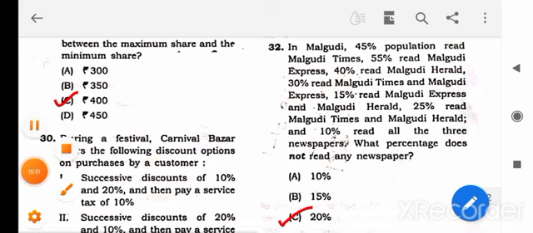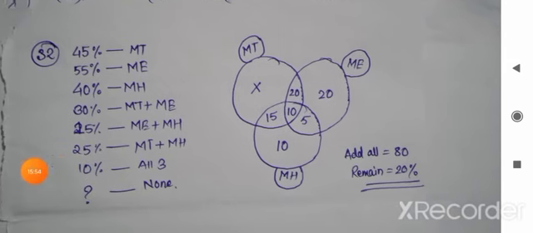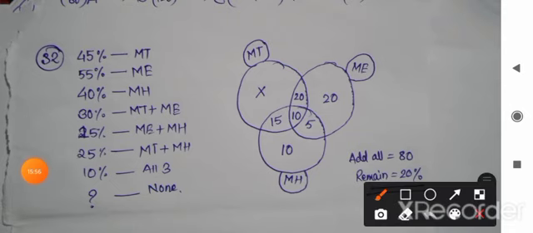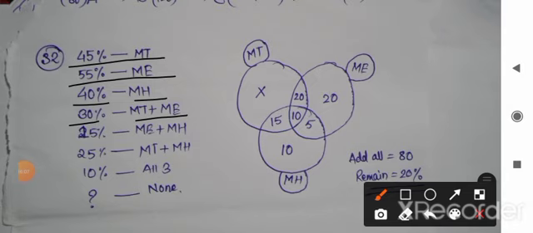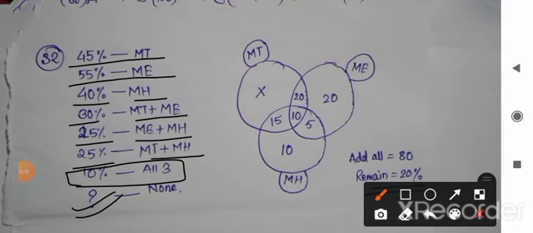So here is what: 40% read Malgudi Times, 50% read Malgudi Express, 40% Herald, and 30% both Times and Express. And 25% Express and Herald, and 25% Times and Herald, and 10% read all three. So the question is asking how much percentage of the population does not read any newspaper.